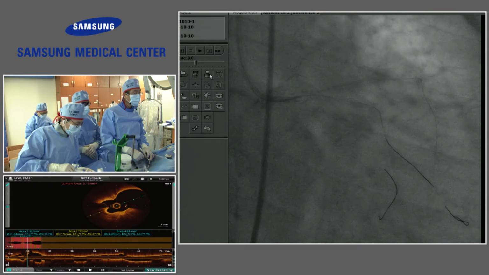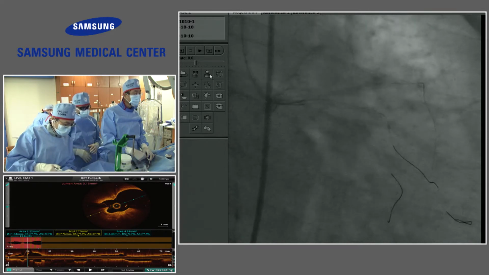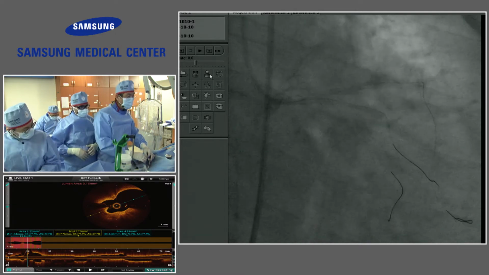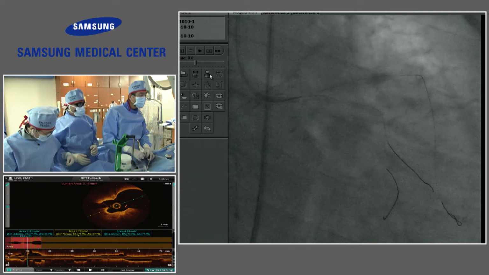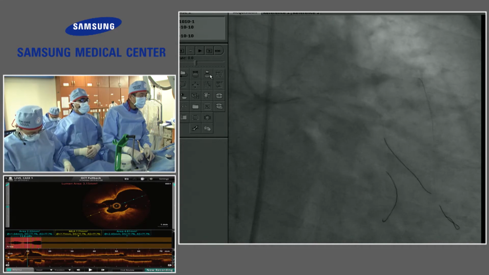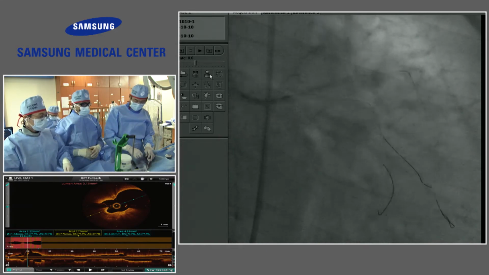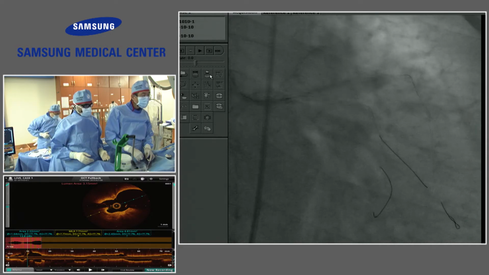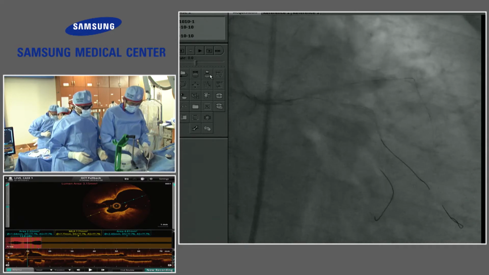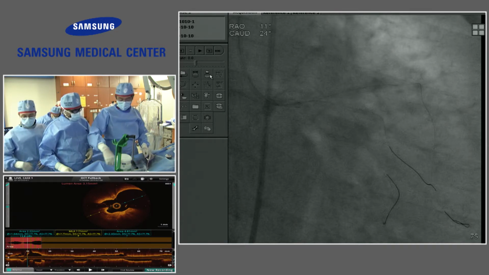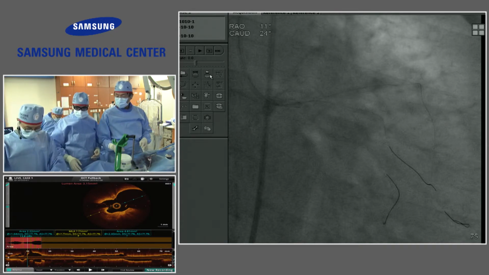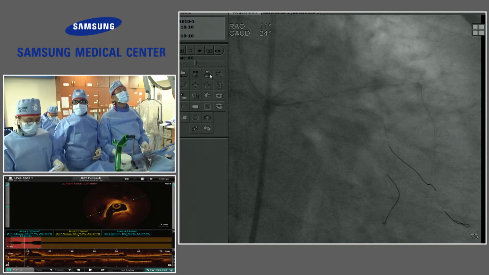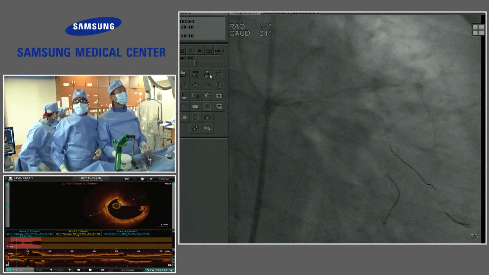Dr. Grube, what's your opinion? Yeah, Dr. Gwon, this is Eberhard Grube. Very nice to meet you, very nice to see you. I just wanted to ask a few questions while you were working on it. Is OCT your preferred strategy to determine calcifications and the extent of calcification over IVUS? And actually, if you look at the ostium, did you see ostial involvement of the left main?